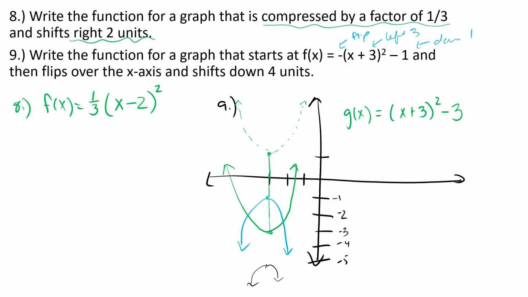And then you reflected it. Now it would come all the way up here like so, and you would end up with this. g of x is equal to (x plus 3) all squared, but instead of a -3, you're going to be up there at a +5. So the order that you perform those transformations matters. The way this one is written, it says it starts here and then flips over the x-axis and shifts down 4 units, which would be different from shifts down 4 units and then flips over the x-axis.